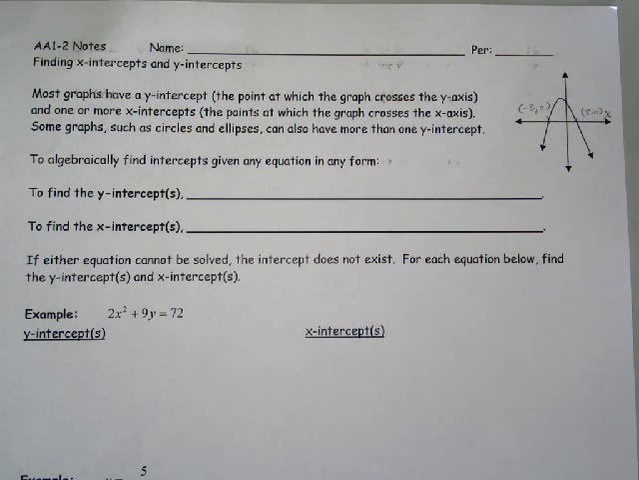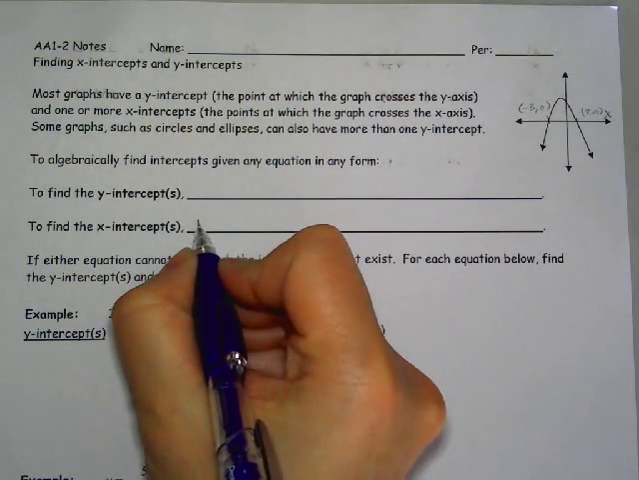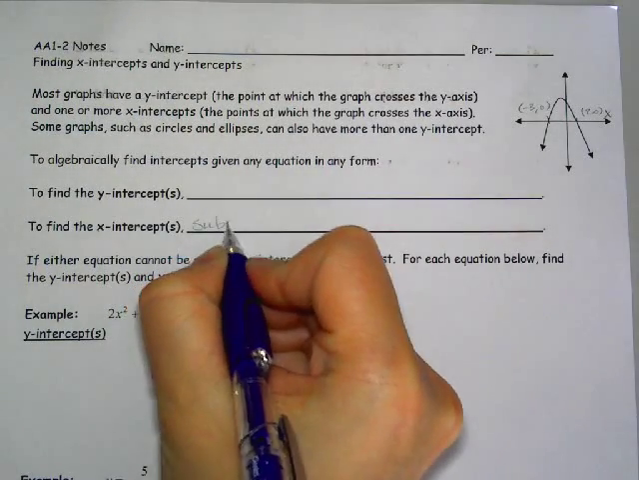So when you're finding your x-intercept, you are substituting 0 in for y, and then solving.